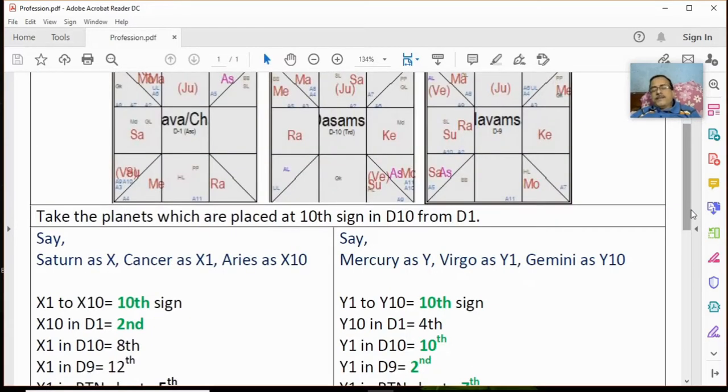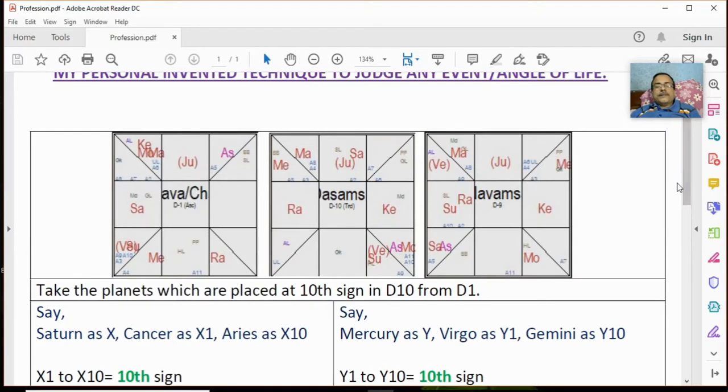Y10 in D1 is the 4th sign. Y10 means Gemini, and Gemini in D1 is the 4th sign.